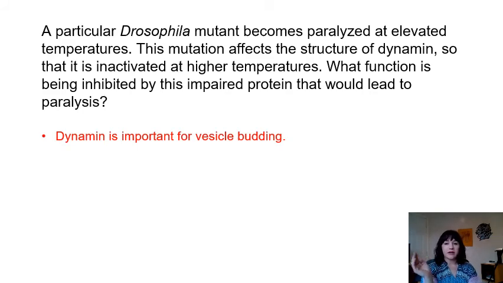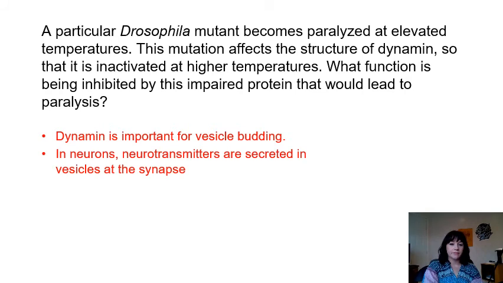Now we know that dynamin is important for vesicle budding, and we know that vesicle budding is used for the formation of vesicles for things like endocytosis or exocytosis. Now, how does paralysis, how does motor function work? We're talking about muscles and neurons, right? In the last chapter, we talked about how neurons signal, and we talked about neurotransmitters being released at the synapse.